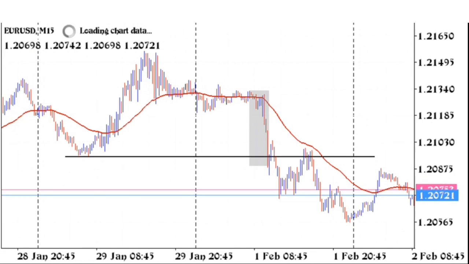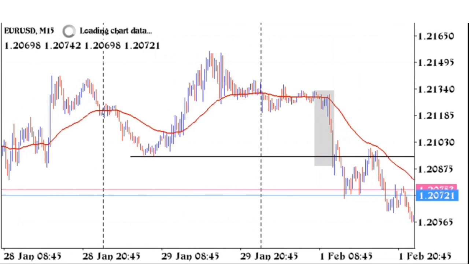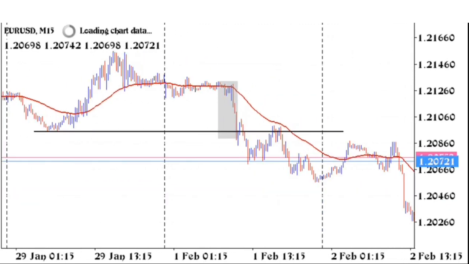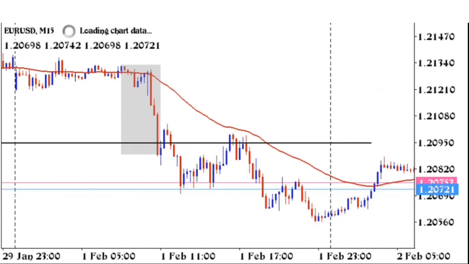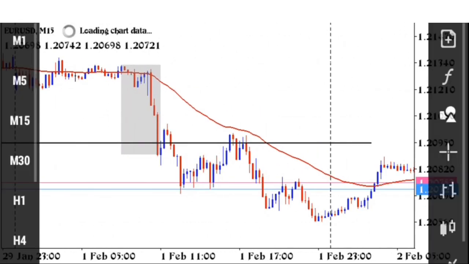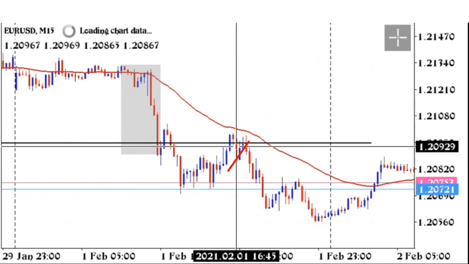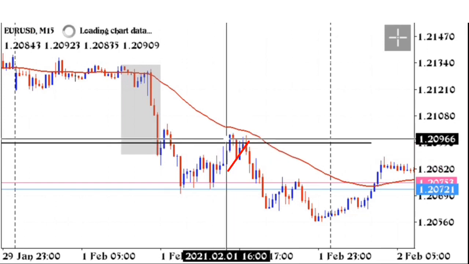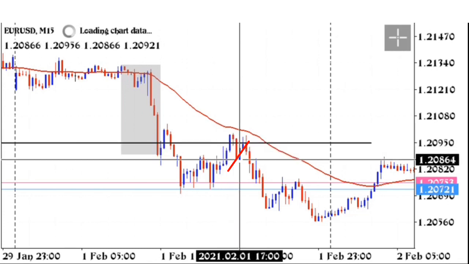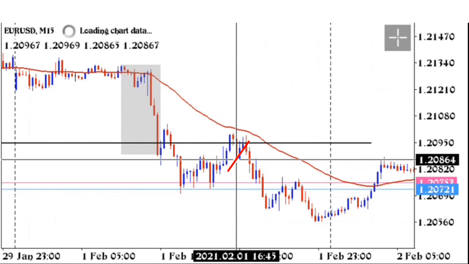Okay, here we have a previous support which held as future resistance. You can see the rejections. So my entry would have been after this close of this bearish candle, because this pattern is known as evening star. So I would have entered after the close of this bearish candle.